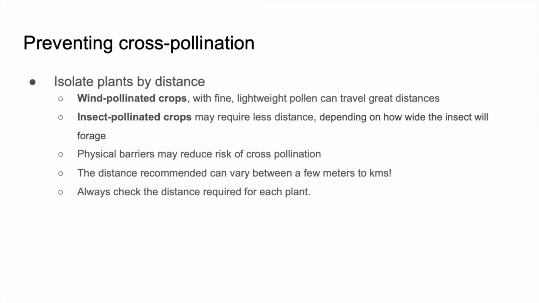Now, physical barriers such as buildings, fences, trees, and shrubs may hinder the flow of wind-borne pollen and may also impact the ability of insect pollinators to carry pollen across. The further an insect travels, there's more chance that the pollen from their body will also fall off, so that reduces their ability to transfer that pollen. The distance recommended can vary from a few meters to many kilometers, so always check the distance required for each plant.